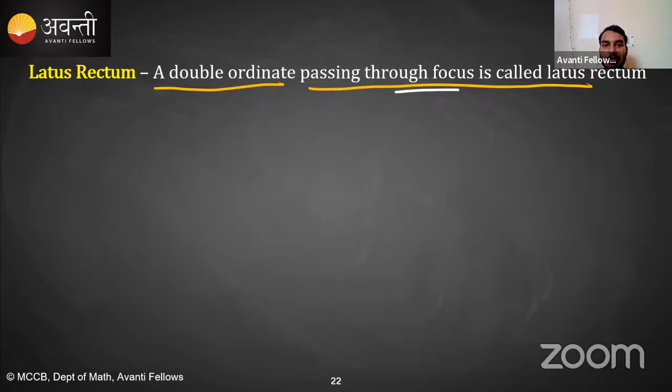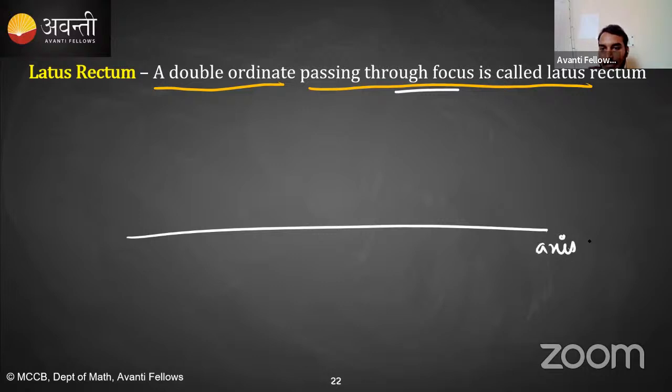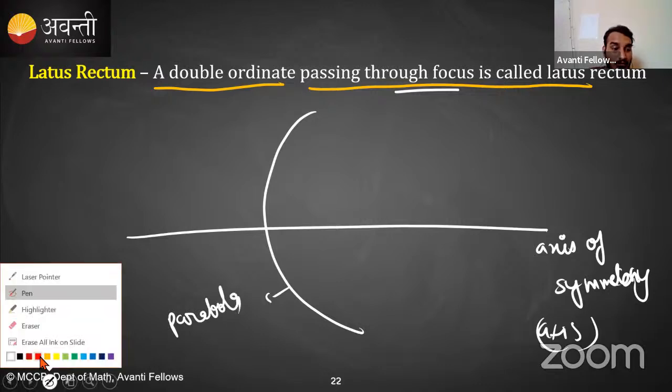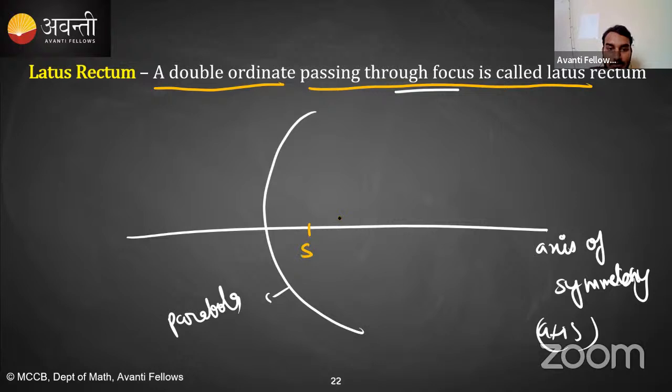And what is a double ordinate? It is a chord which is perpendicular to the axis of symmetry. Means, let's say, this is our axis of symmetry, or simply symmetry or simply axis, it's the same thing. And this is our parabola. Clear? So for this parabola, let's say this is the focus.